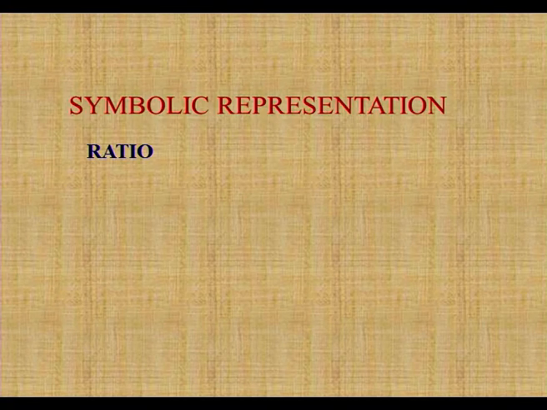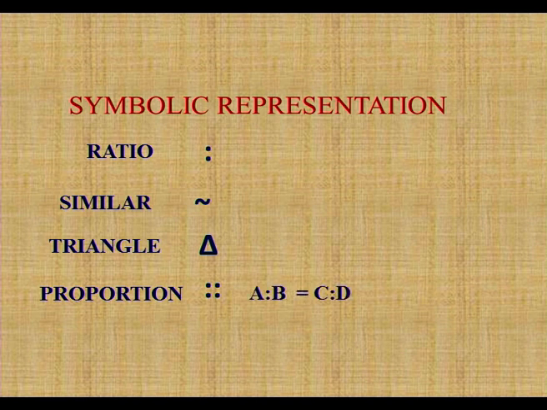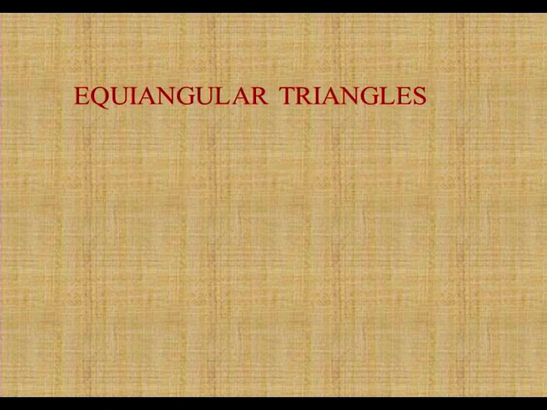Symbolic representation: this is the symbol for ratio, this is the symbol for similar, and this is the symbol for triangle. Proportion is a double ratio, that is, A is to B equals C is to D, that is, A by B equals C by D. Some more terms used in this topic are equiangular triangles.